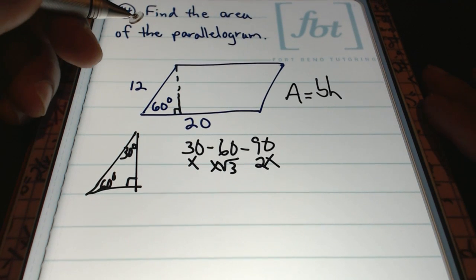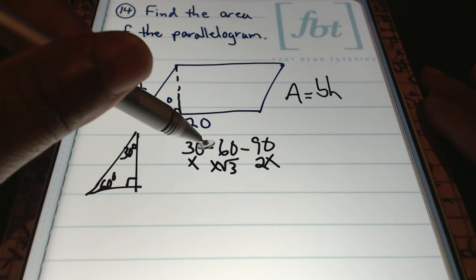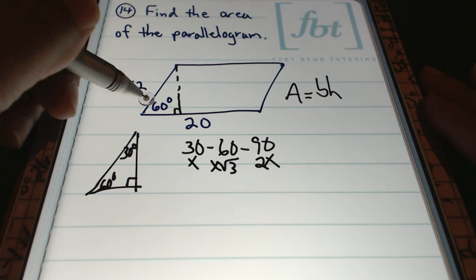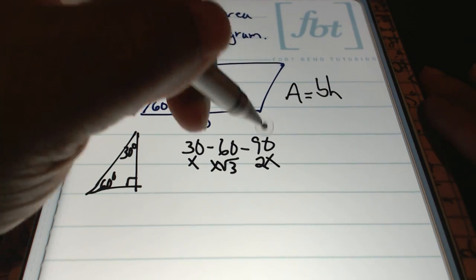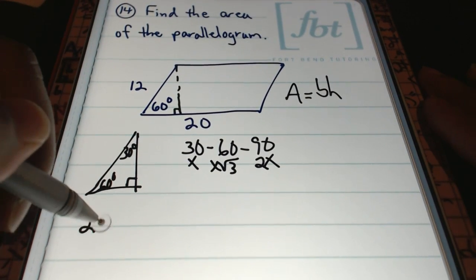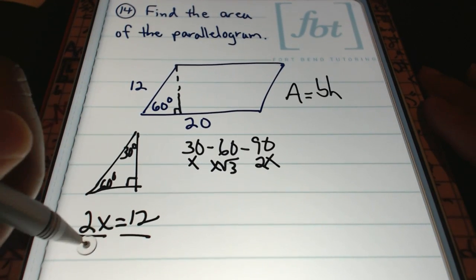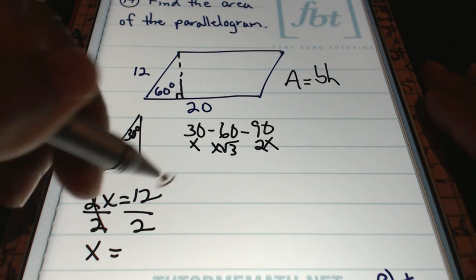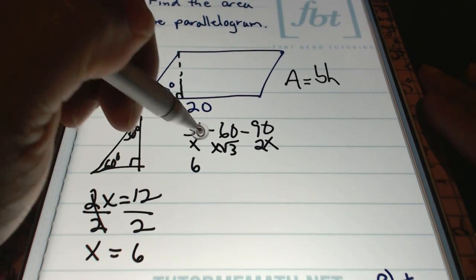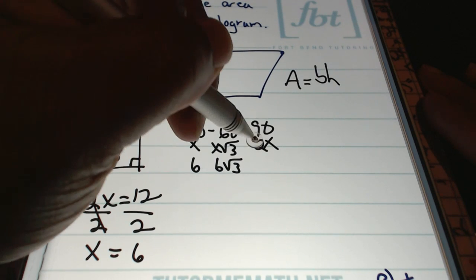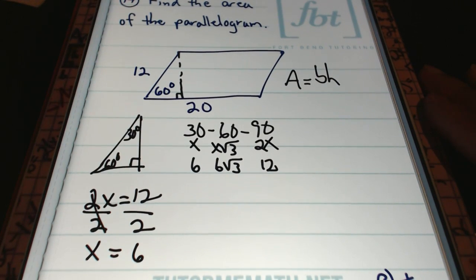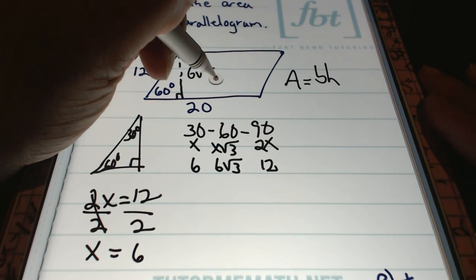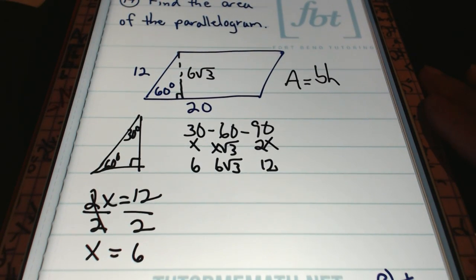All right. So let's go ahead and figure this out. We want the value for the side length that's opposite the 60-degree angle. We know that 2x currently equals 12. So to solve for x, you just divide both sides by 2 to find out that x equals 6. So if x equals 6, then the altitude is 6 times the square root of 3, because 2x is 12. So we're looking at 6 times the square root of 3 as the height of our parallelogram, guys.